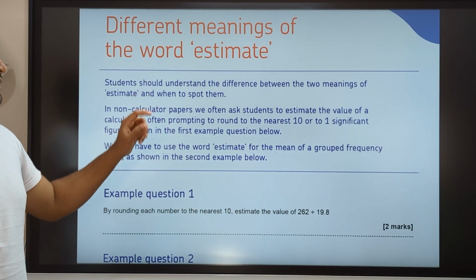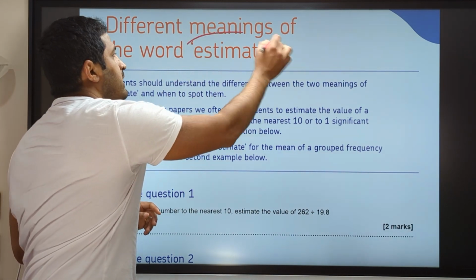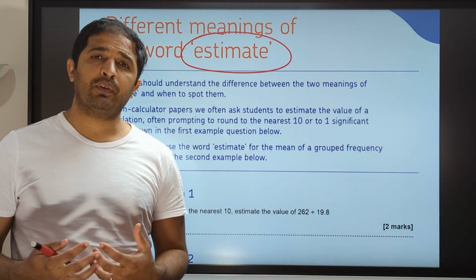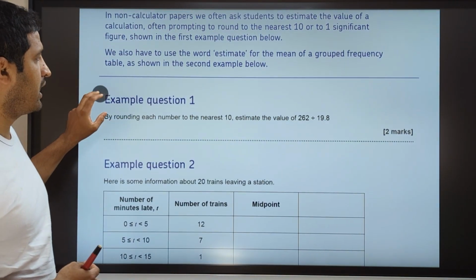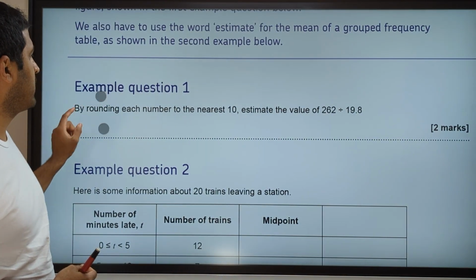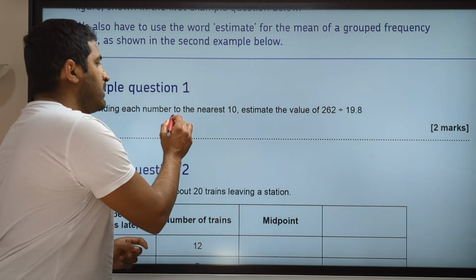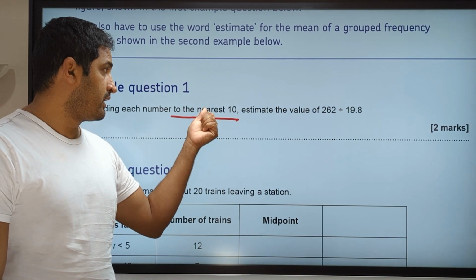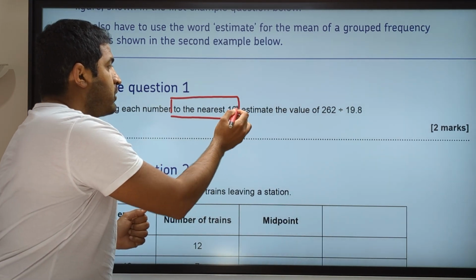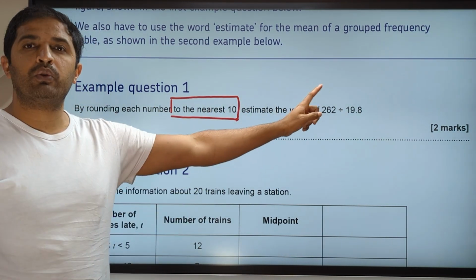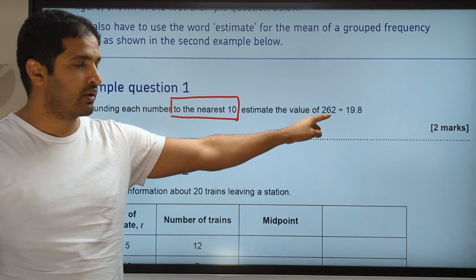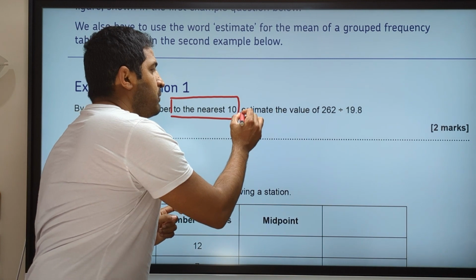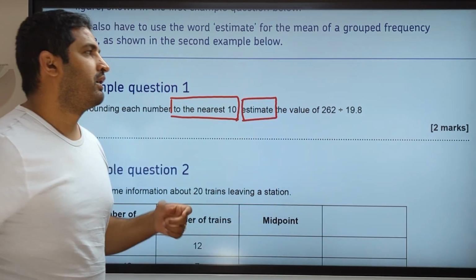Different meanings of estimate. Now generally when you're looking at this, estimate means you round numbers to one significant figure and work out the calculation, and you can see that's the calculation you have to do for this part of the question here, by rounding each number to the nearest 10. Now this is again slightly different. Why? Because it's telling you exactly what you need to do. You need to round each number to the nearest 10. So that's the first instruction that you have to follow. And then estimate would be the next command word.